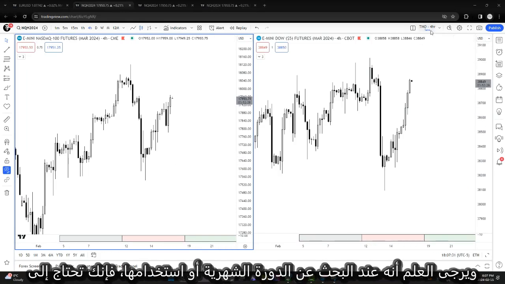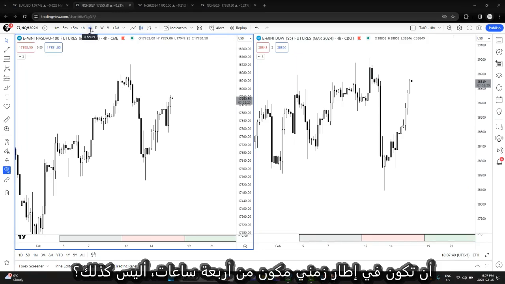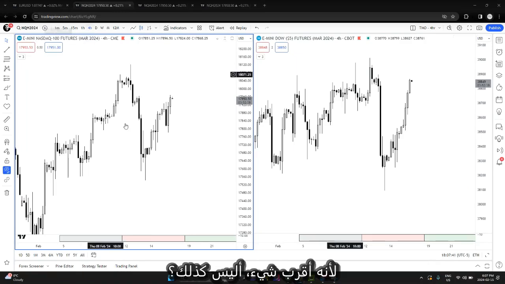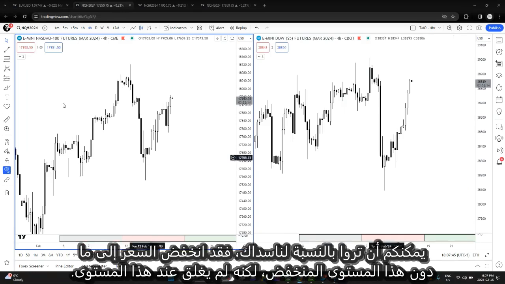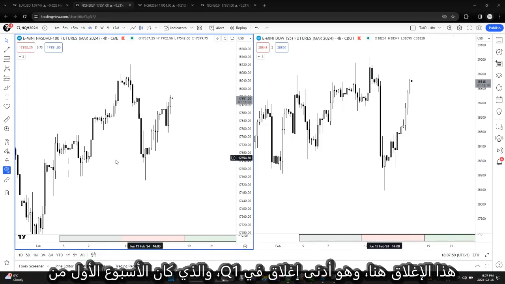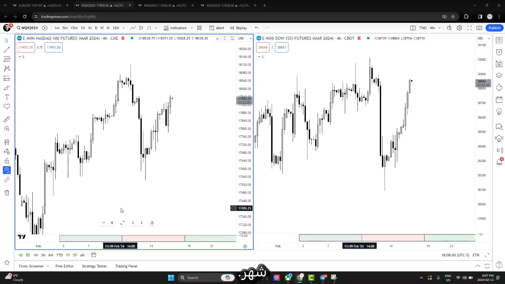And please be aware that whenever you are using the monthly cycle, you need to be on the 4-hour time frame, right? Because the closes matter. You guys can see for NQ, we had price run below this low, but it did not close below this close right here, which is the lowest close in Q1, which was the first week of the month.